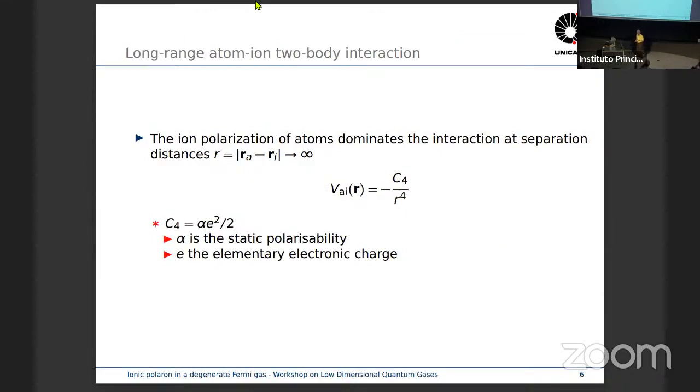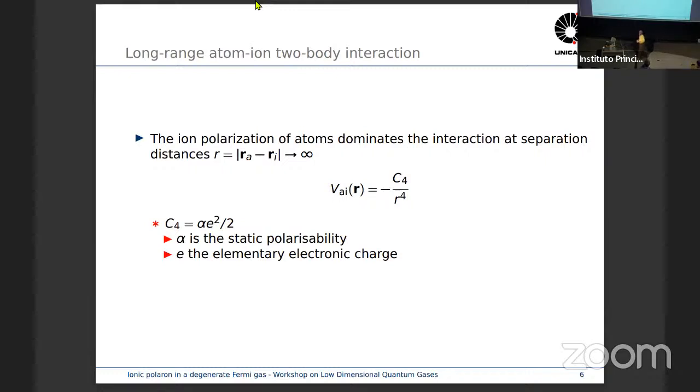The long-range atom-ion interaction is given by, it goes as R to the fourth. Usually we don't need to consider a potential like this, but in this case, it's important. In 1 minute, I will tell you why it's important to consider this long-range tail of the polarization potential.